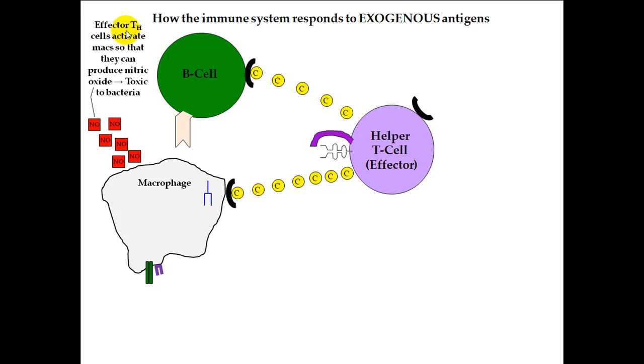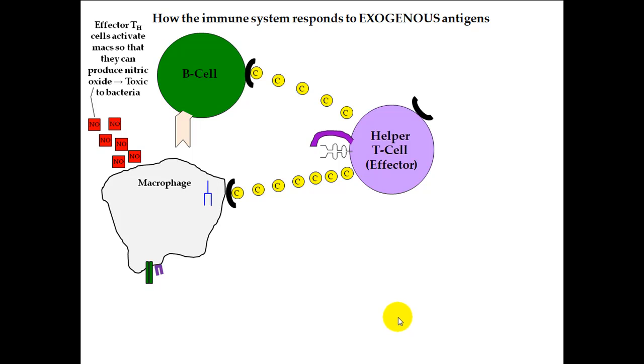So in words, effector helper T cells activate macrophages so that they produce nitric oxide, and that stuff is actually toxic to bacteria. So an activated macrophage not only can it phagocytize something, but it can also release things that kill bacteria.